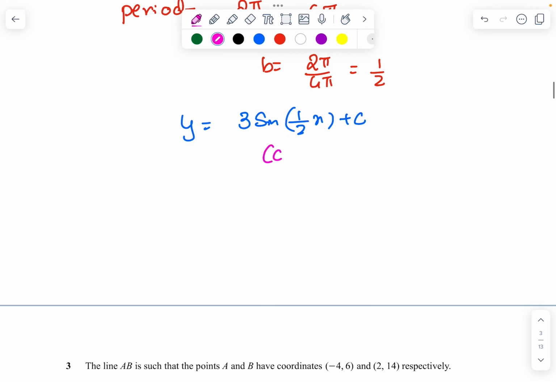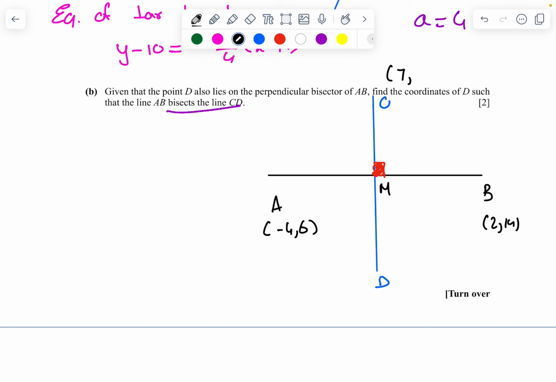Given that D also lies on the perpendicular bisector of AB, find the coordinates of D such that AB also bisects CD. So we redraw the diagram. This is A, B, and this one was our perpendicular bisector C, D. Because it is bisecting, this was a midpoint M. Over here it was (-4, 6), and this one was (2, 14), and this one was (7, 4), and the midpoint was (-1, 10).